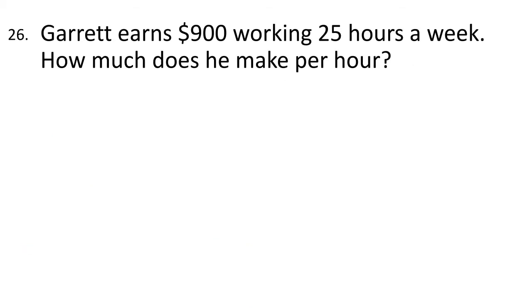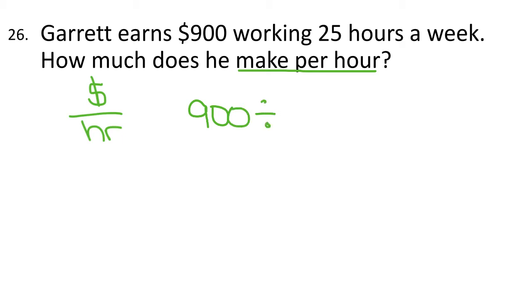Garrett earns $900 working 25 hours a week. How much does he make per hour? So I want to find his dollars per hour. And I'm going to divide the money, $900, divided by the 25 hours. And in doing so, I find that Garrett is going to earn $36 per hour.